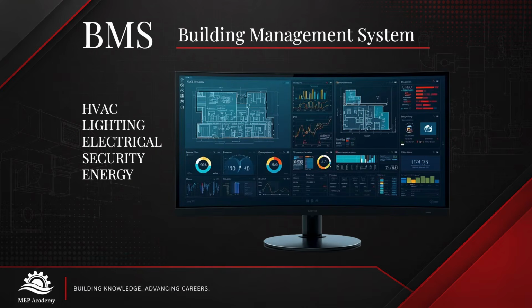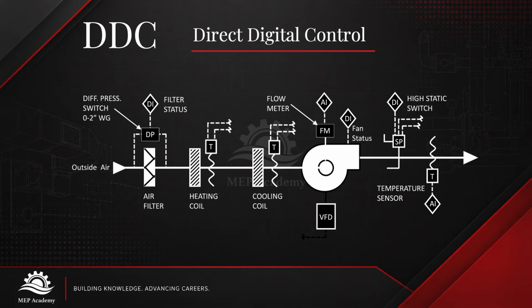Number 32. BMS, Building Management System. BMS is often used interchangeably with BAS, although a BMS may integrate additional building systems such as lighting, electrical power, security, and other facility operations. Number 33. DDC, Direct Digital Control. DDC uses electronic controllers to automatically operate HVAC equipment. Controllers receive information from sensors and adjust devices such as dampers, valves, and variable frequency drives to maintain programmed conditions.